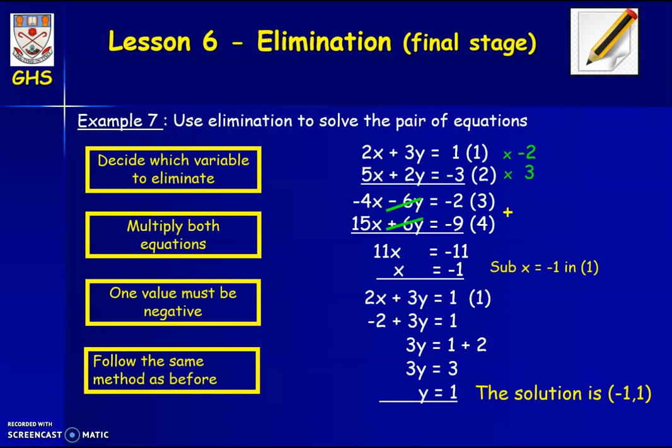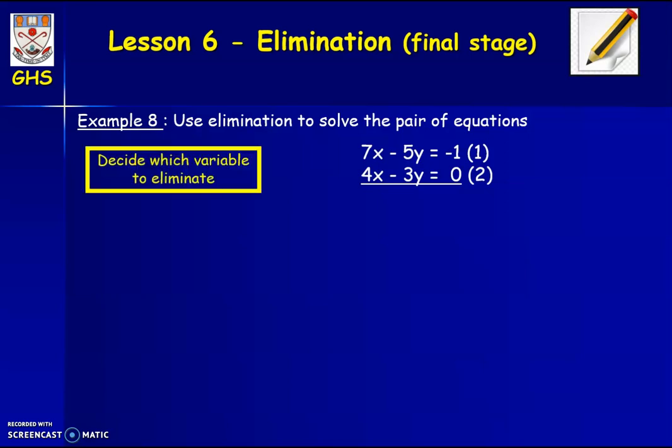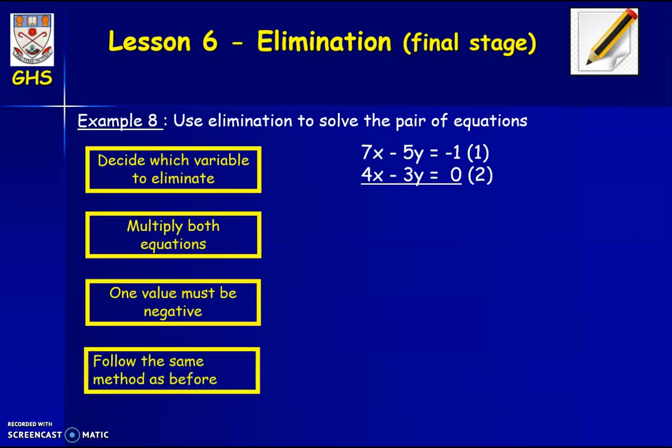Okay, let's try a second example just to make sure that you're following the process. So here we're asked to solve the pair of equations 7x subtract 5y equals negative 1 and 4x minus 3y equals 0. So we need to decide which variable to eliminate, multiply both equations. One value must be negative that we multiply by, and then follow the same method as before.